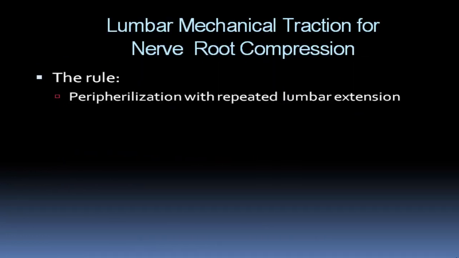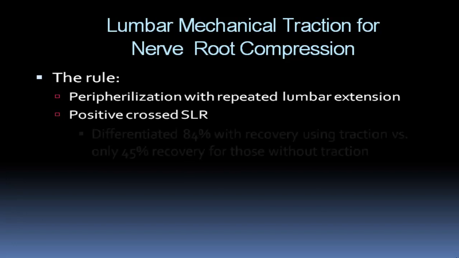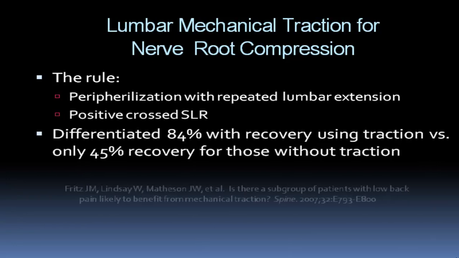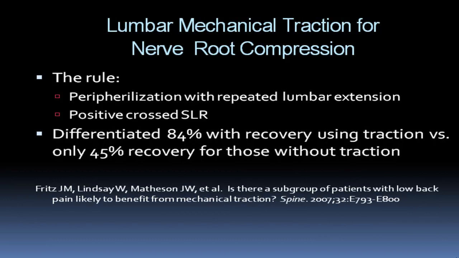We will end by looking at 2 interventional CPRs that will be of interest to you. The first is whether lumbar mechanical traction will be effective for patients with nerve root compression. You can see the rule: if peripheralization with repeated lumbar extension occurs and if the patient has a positive cross straight leg raise, then the patient is a good candidate for mechanical traction. Peripheralization is referring to pain that radiates down the leg as opposed to staying centralized to the low back. If these 2 factors are present, the rule is able to differentiate 84% of patients who recover using traction versus only 45% who recover without traction.